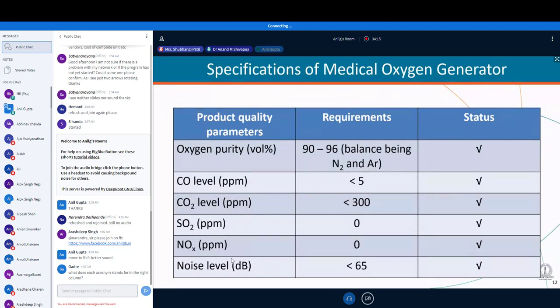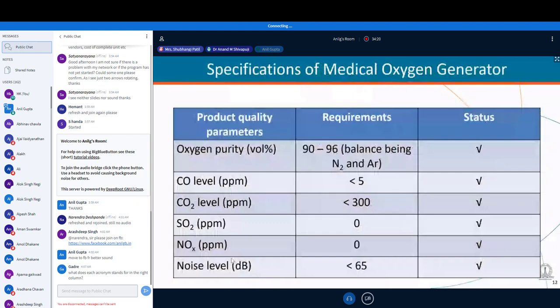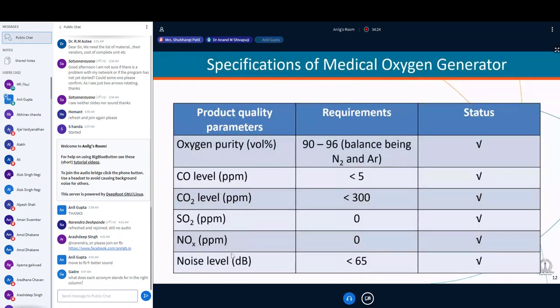Now, we have a previous slide, please. Yeah, we have carried out some characterization of the pure oxygen that is generated, and these are the specifications. The oxygen purity is between 90 and 96%. Typically we get it consistently at 93%. CO and CO2 levels are less than 5 and 30 ppm, and noise level is also less than 65. This is all as per the requirements of the Indian Pharmacopoeia. So we meet all these requirements.